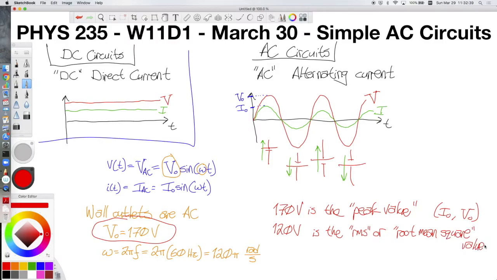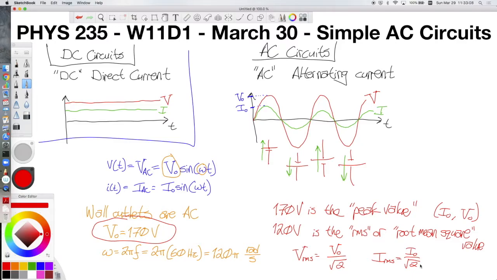And that 120 volts is called the RMS voltage, or the root mean square voltage, where any value's RMS voltage is just going to be its peak voltage, or peak value, divided by the square root of 2. And you could make the same relationship for the current. The RMS current is equal to the maximum current divided by the square root of 2. And this is effectively an average current, or an average voltage over time.